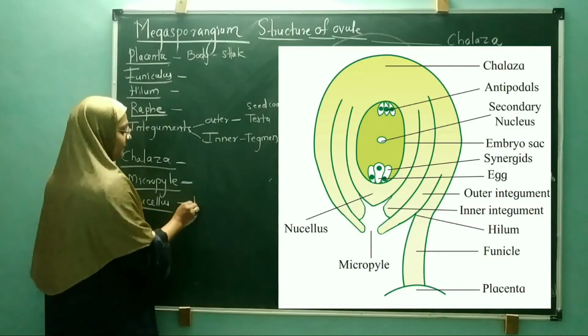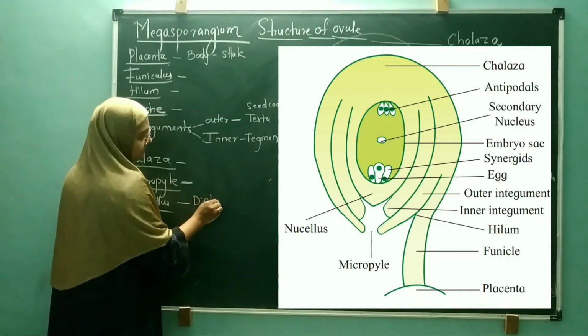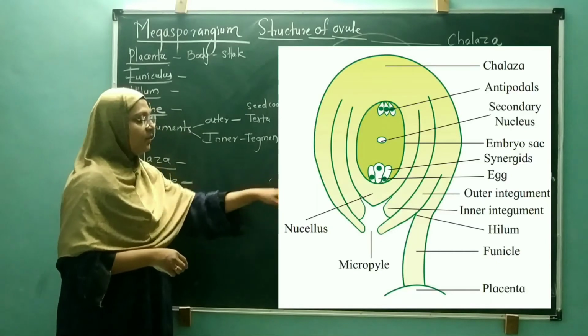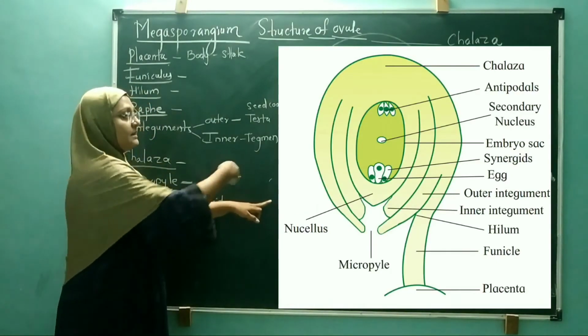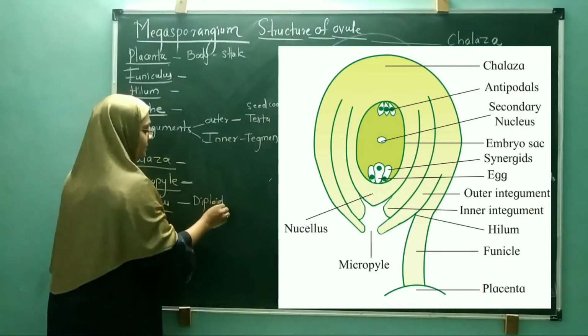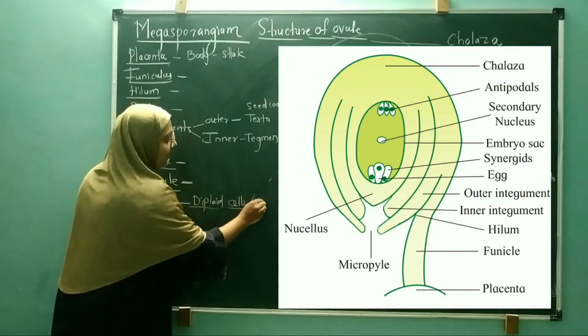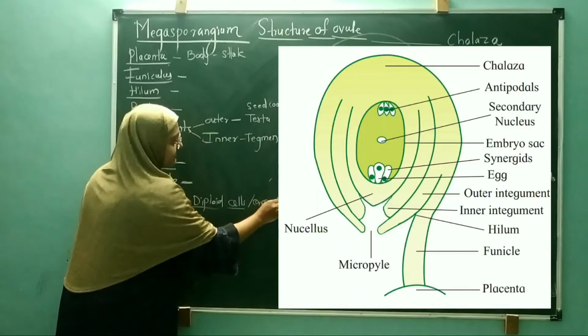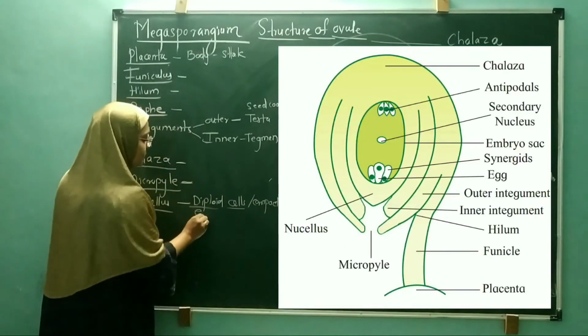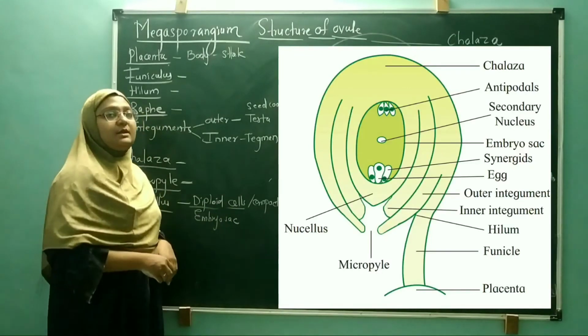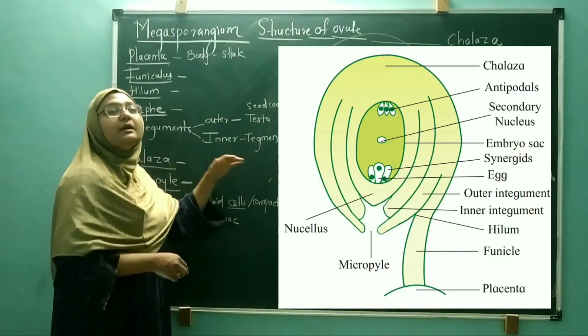Nucellus contains diploid cells. You can observe the nucellus over here. The nucellus, with its diploid cells, surrounds the main embryo sac. Diploid cells are observed which are compactly arranged. And inside this nucellus, the embryo sac will develop.